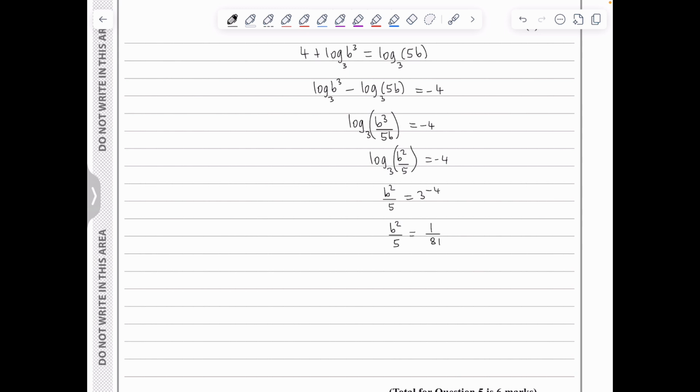And if I cross multiply, this takes me to b squared is equal to 5 over 81. And therefore b is the square root of 5 over the square root of 81, which is 9. Notice that b cannot be negative, so my only solution is b is root 5 over 9.